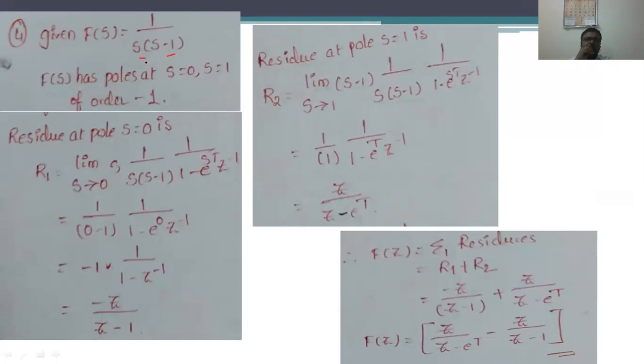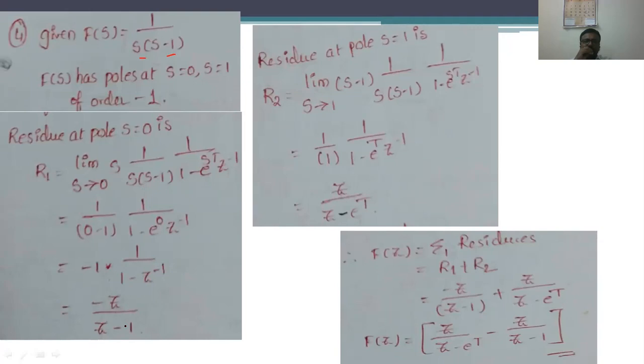Okay. R1 is nothing but the residue value which is obtained at the pole s is equal to 0. So therefore R1 can be obtained as limit s tends to 0 s into f of s into 1 divided by 1 minus e power st into z inverse. So just substituting the value of s is equal to 0 in this equation, we are going to get minus z divided by z minus 1, that is the R1 value.